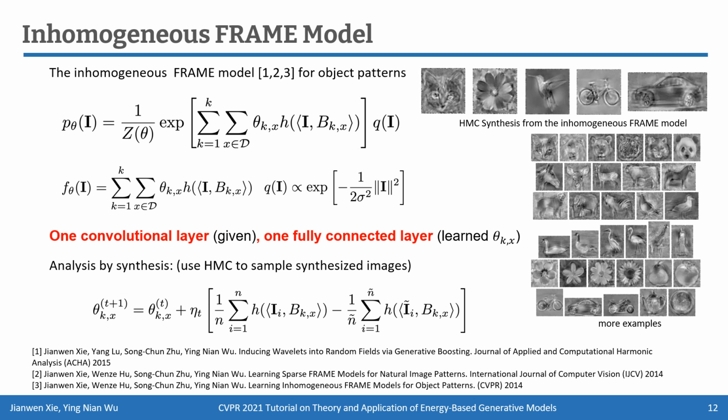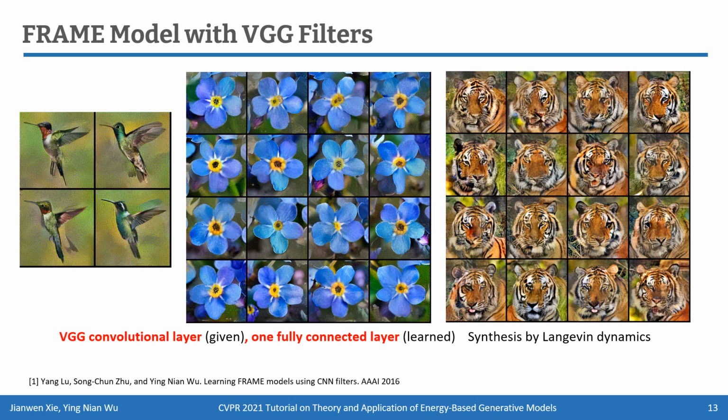In the language of neural networks, the energy function of the inhomogeneous FRAME model is a two-layer network, in which one convolutional layer, that is Gabor filters, is given, and one fully connected layer is learned. The deep FRAME model replaces the Gabor filters by VGG features and learns one fully connected layer. These are the generated examples by Langevin sampling from the learned deep FRAME model.